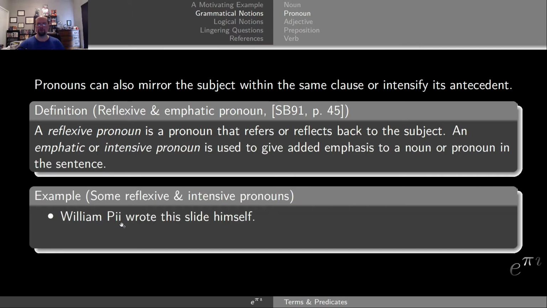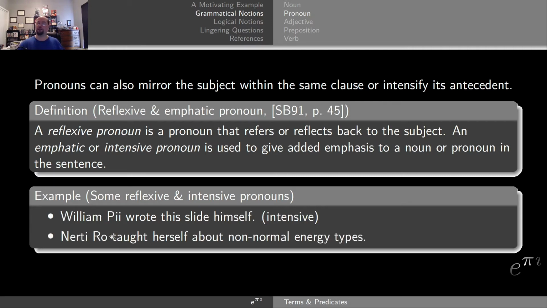First we have, William Pye wrote this slide himself. The himself refers back to William Pye, but what's going on here is William Pye wrote, but he didn't write himself. He wrote this slide. Consequently, the himself is just emphasizing that William Pye did the writing. He did it by himself. He did it alone. So this is an intensive or emphatic use of this pronoun.